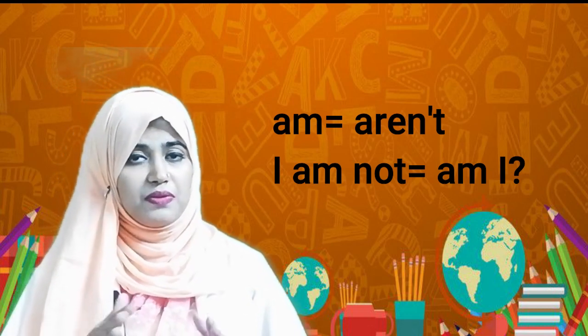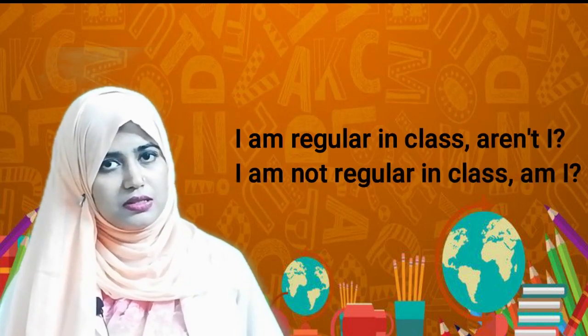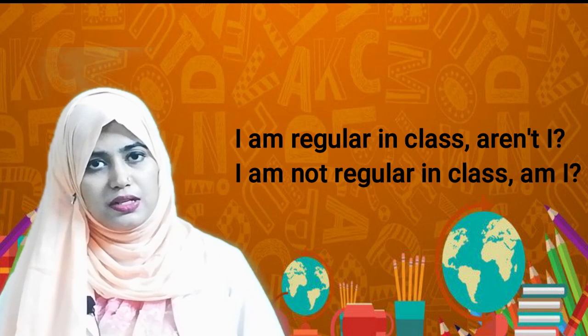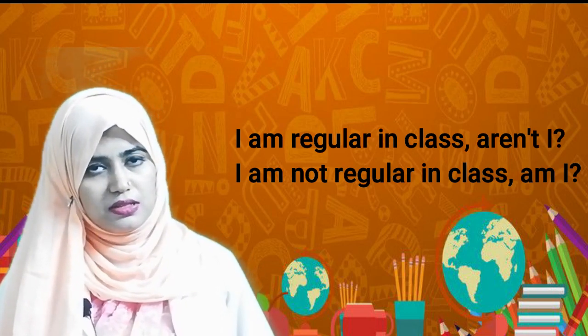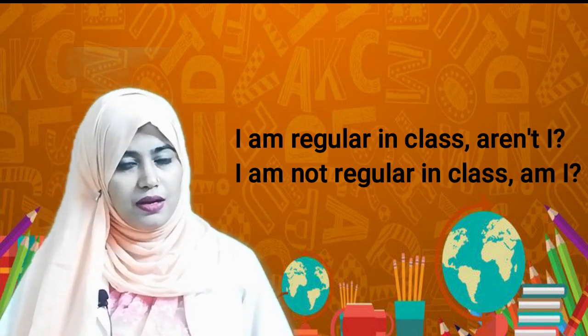In case of am, you are going to use aren't. Okay? And if there is am not, then you are going to use am. For example, I'm regular in class, aren't I? And if there is I'm not regular in class, the tag will be am I? Okay? Now let's dig deeper into the topic.